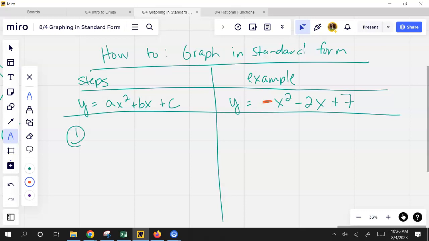All right, the first thing I'm going to do is let's list A, B, and C out. And this is going to help us as we go through and do our graphing. So in this case, what is A? -1. That's exactly right. What is B? -2. What is C? +7. Is anybody confused on where I got those numbers or what in the world is going on?